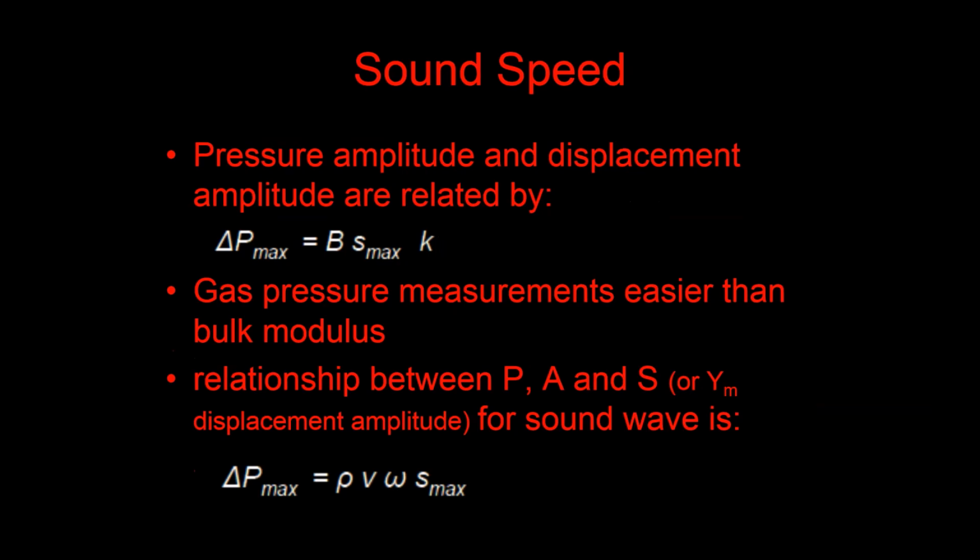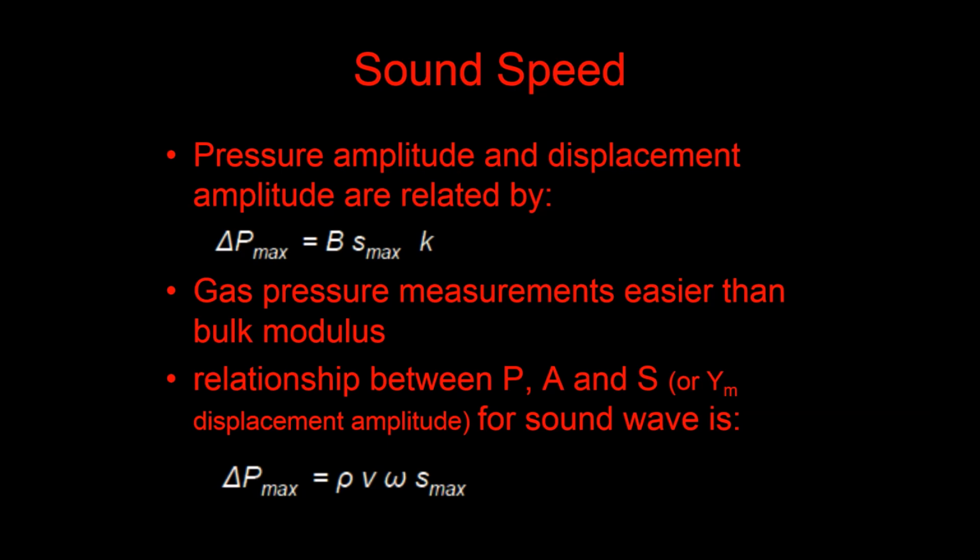So pressure amplitude and displacement are really related by this equation. Delta P max is equal to B, our bulk modulus, times our maximum displacement times k, which we've seen before. Gas pressure measurements, though, are often easier to obtain than the bulk modulus. You can easily get these from some kind of anemometer device or from a mercury barometer or something like that. Getting a measure of B can be a bit more difficult. Consequently, we often find ourselves having to convert between P and B.